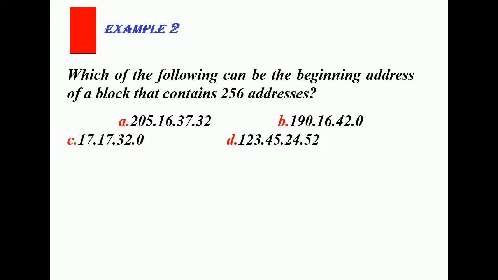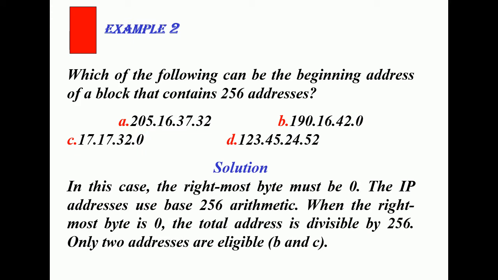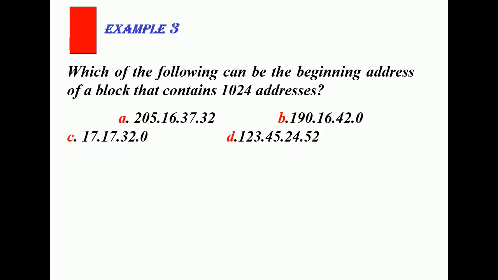Always remember IP version 4 always follows base 256 arithmetic, which means everything will be divisible by 256. So in this case, if we divide this particular address and this particular address, then what will we get? 256 as a remainder, or maybe 0. In this case, the rightmost byte must be 0. If the first byte is 0, then definitely the total number of addresses is divisible by 256. So B and C will be the answer.